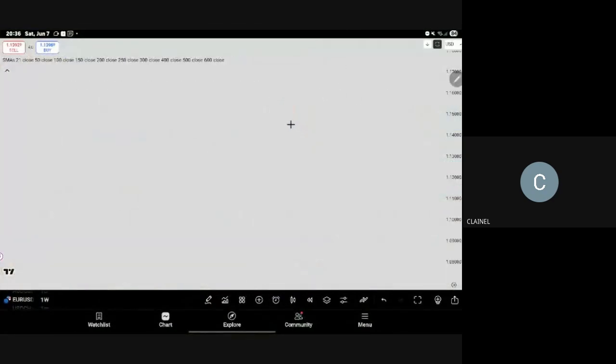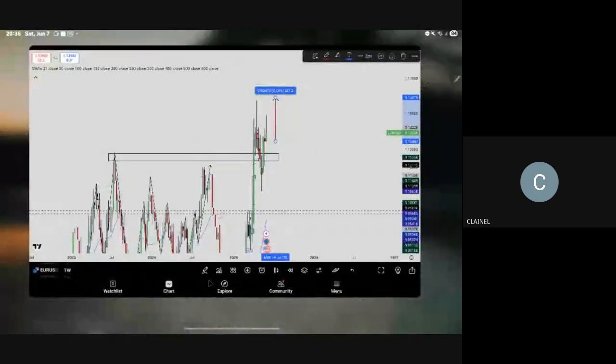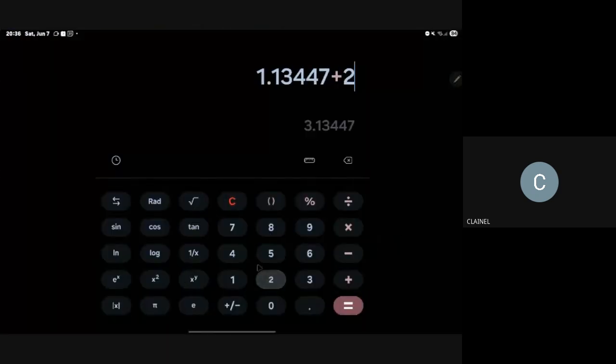We have a price increase of 247.2 to give us this price of 1.15919. So we're going to add this pip increment, which is 247.2. Sorry, not just 2.47.2. Remember, pip increments are in four decimal places.